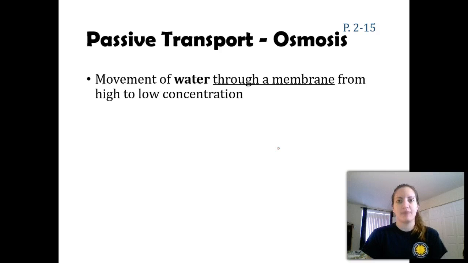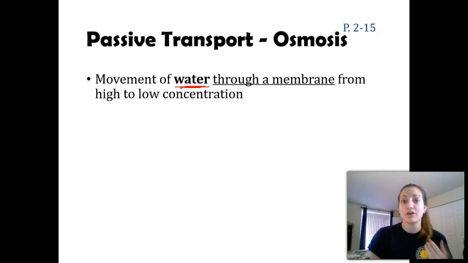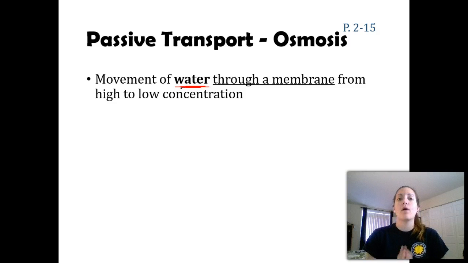Now, another form of passive transport is osmosis. Osmosis is the same exact thing as diffusion, except it only deals with the movement of water. So water is the most important thing to think about with osmosis. We're still moving from an area of high concentration to low concentration, but we're not talking about glucose, salt, oxygen, or anything like that. We are only referring to water moving from high concentration to low concentration.